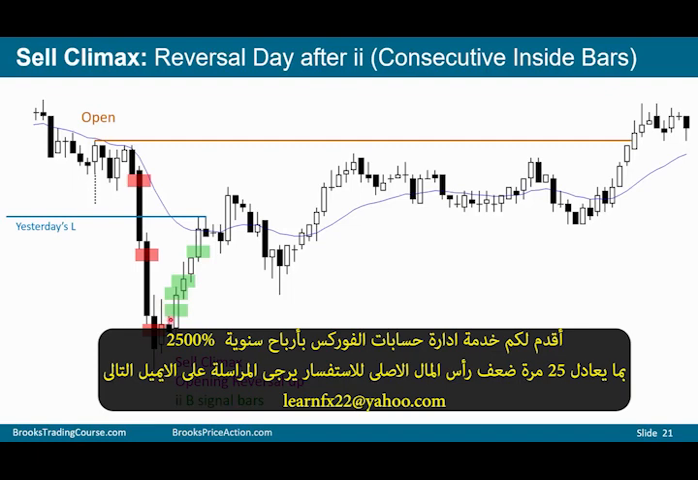Reasonable to buy above the II, even though it's a bear bar. If you prefer, you can buy above this bull bar, or you can wait for a bull bar closing on its high and buy above that bar. And you can buy above any bull bar closing on its high as long as the reversal up is strong.